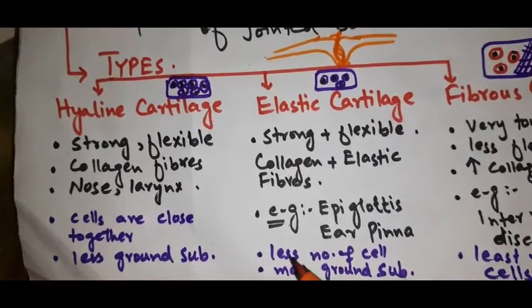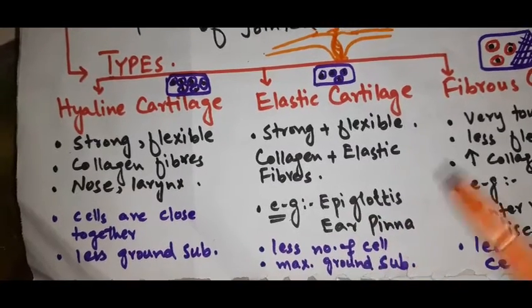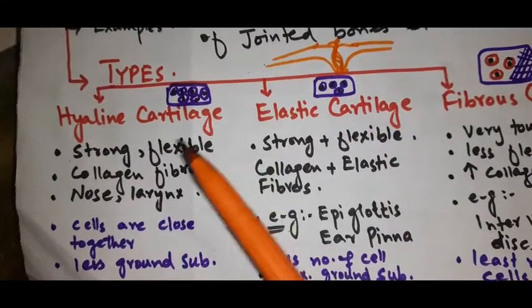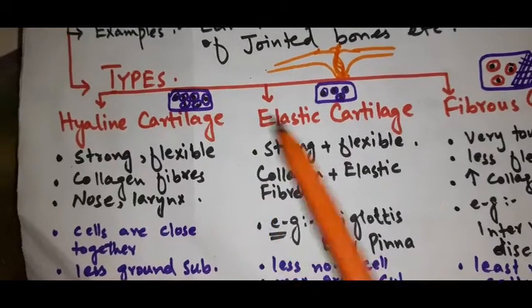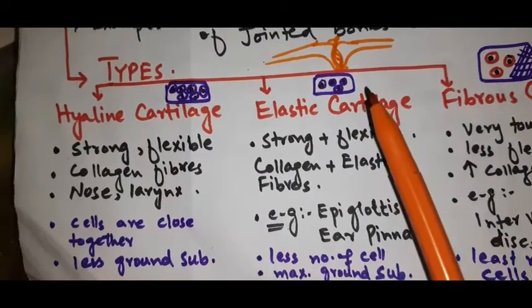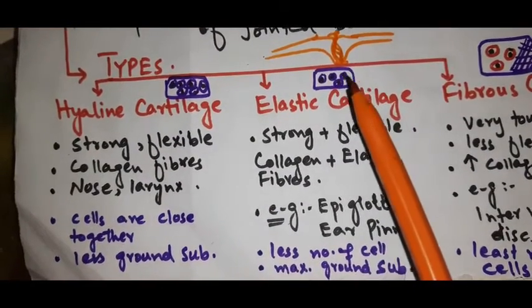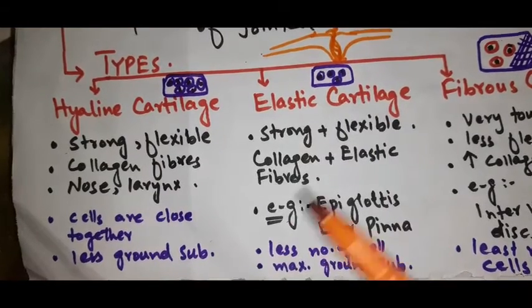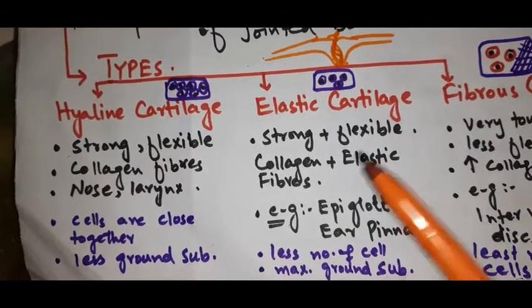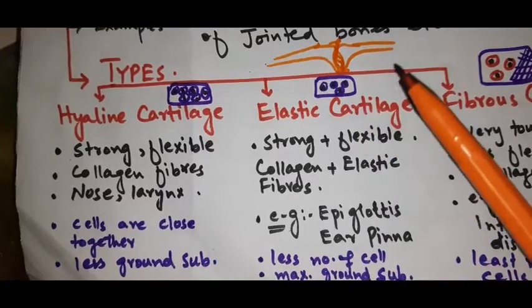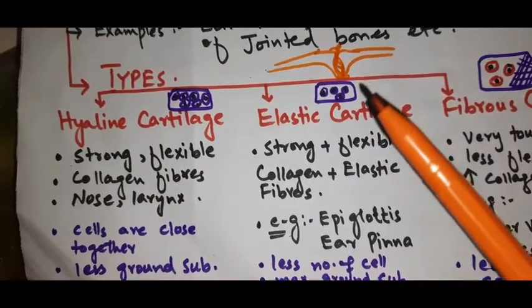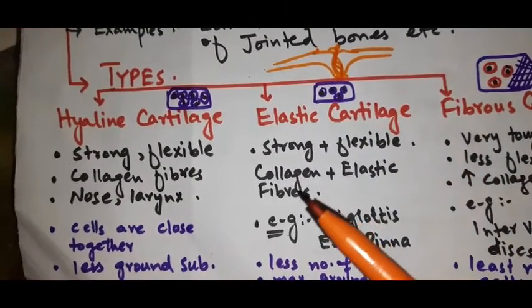Now it contains fewer cells, as I have shown. Look at the diagram. Here I have drawn more cells. Here I have shown few cells, right? Fewer cells. If there are fewer cells, there would be more ground substance, right? So there would be more space for elastic and collagen fibers.